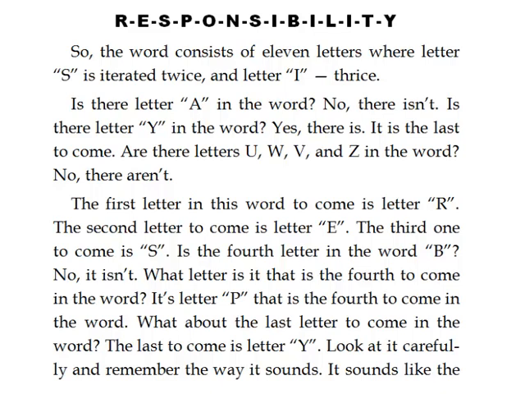The first letter in this word to come is letter R. The second letter to come is letter E. The third one to come is S. Is the fourth letter in this word B? No, it isn't. What letter is it that is the fourth to come in this word? Look at this word. Yes, it's letter P. That is the fourth to come in this word. What about the last letter to come in this word? Sure, the last letter to come is letter Y.